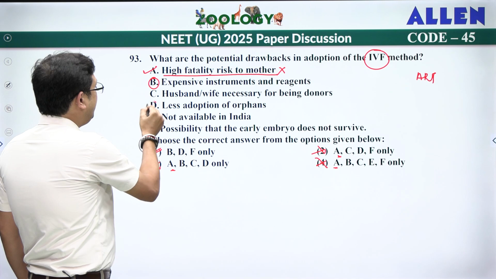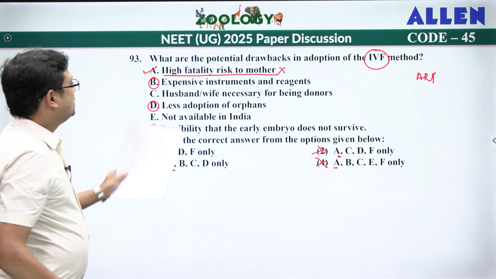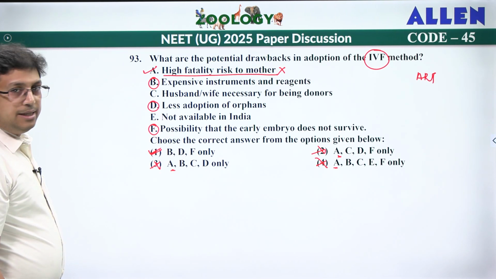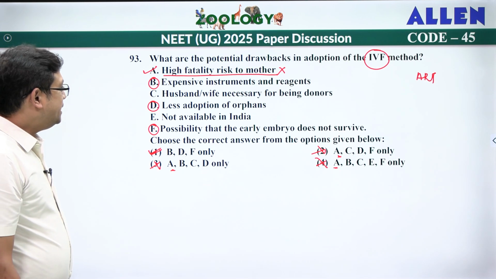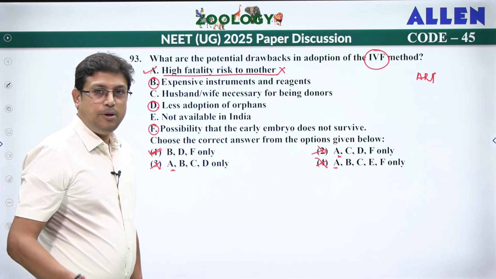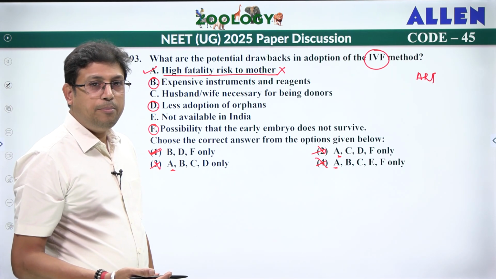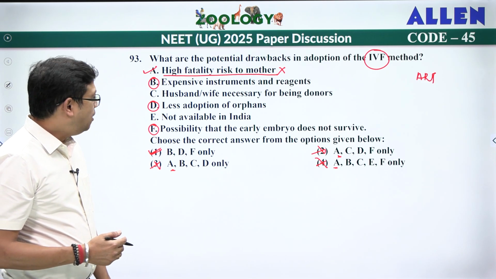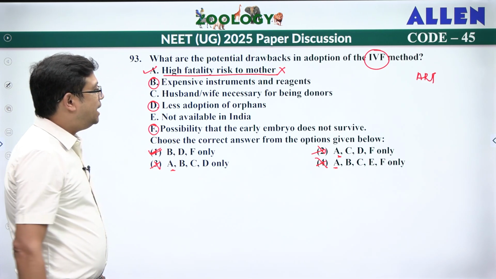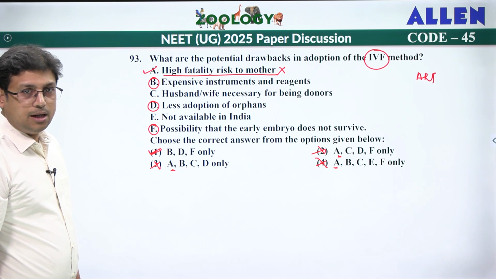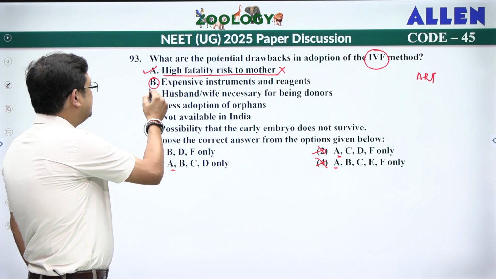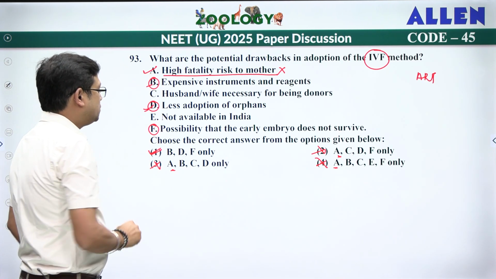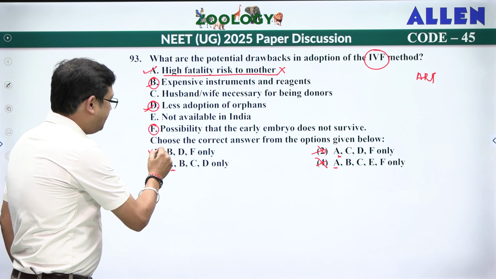B, D, F. So expensive instrument and reagent, yes, it is an expensive method. Less adoption of orphans, yes, if people go for IVF, they will never be interested in adopting orphans. And the possibility that the early embryo does not survive. So these are the potential threats. So the answer will be 1 here.